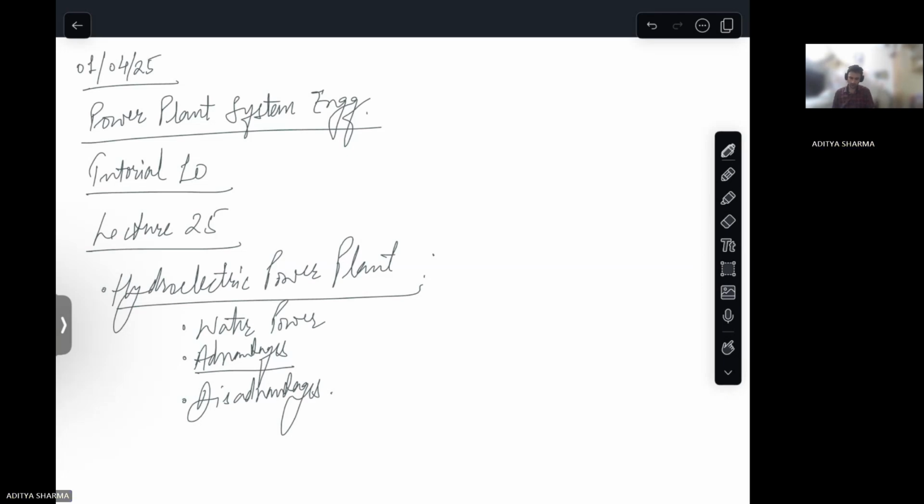Yes. And then for irrigation, also dams are used. The reservoir that you get from your dam, so water from there can be used for irrigation. And then disadvantages. So first, its gestation period is very high.